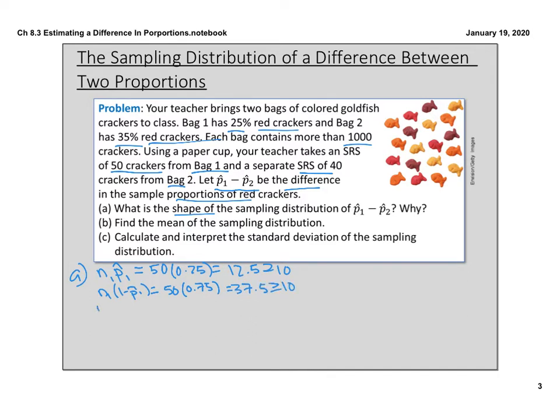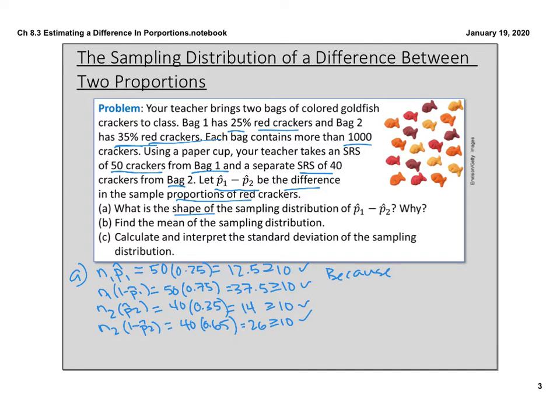Now let's go to the second proportion, or the second sample. So n2 times p hat 2 is going to be 40 times the second bag at 35%. I lost that for a second. Times 0.35, which gives me 14, which is greater than or equal to 10. Great. Then the 1 minus p hat 2 is equal to 40 times 0.65, which is 26, greater than or equal to 10. All 4, check, check, check, check. Those are all good.